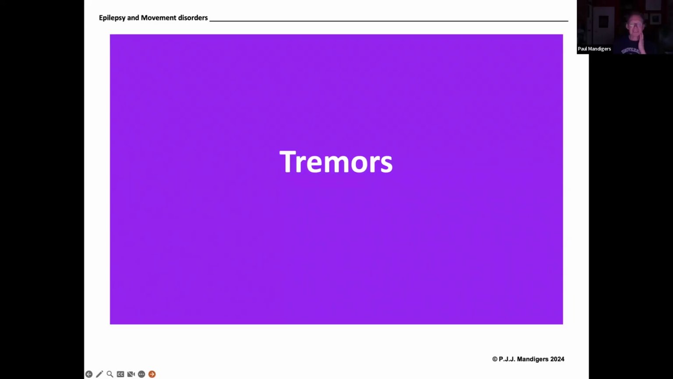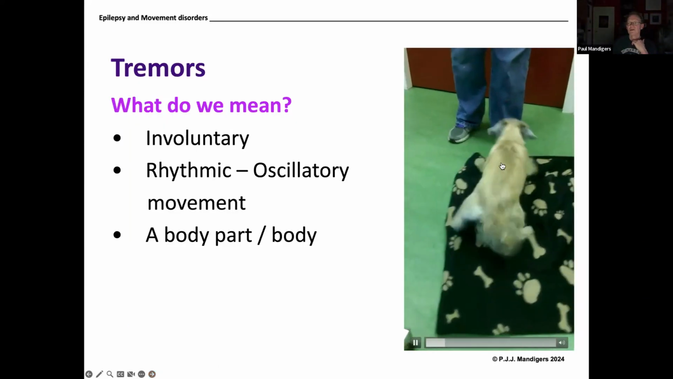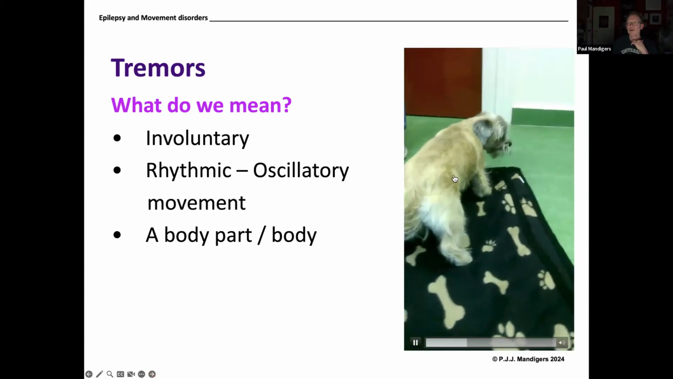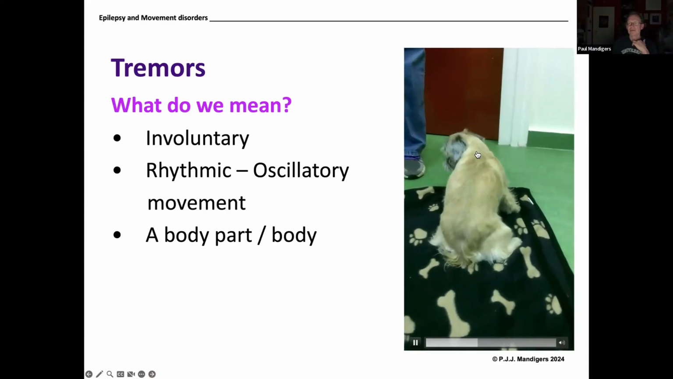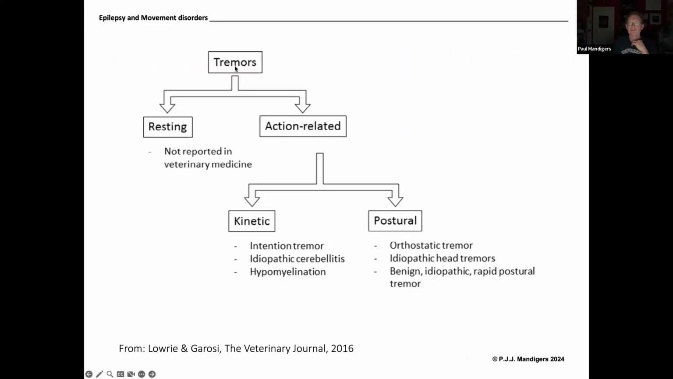Now, let's talk first a bit about tremors, because that's the easy part. If we are talking about tremors, that means that there is a rhythmic tremor of a part of the body or the complete body, and it's always at the same frequency. Now, these tremors, we can subdivide them in resting tremors, and that's actually Parkinson's disease. We don't know it in veterinary medicine. And we can say there's an action-related tremor, and then there is the kinetic tremor, which is actually due to a problem of the cerebellum.